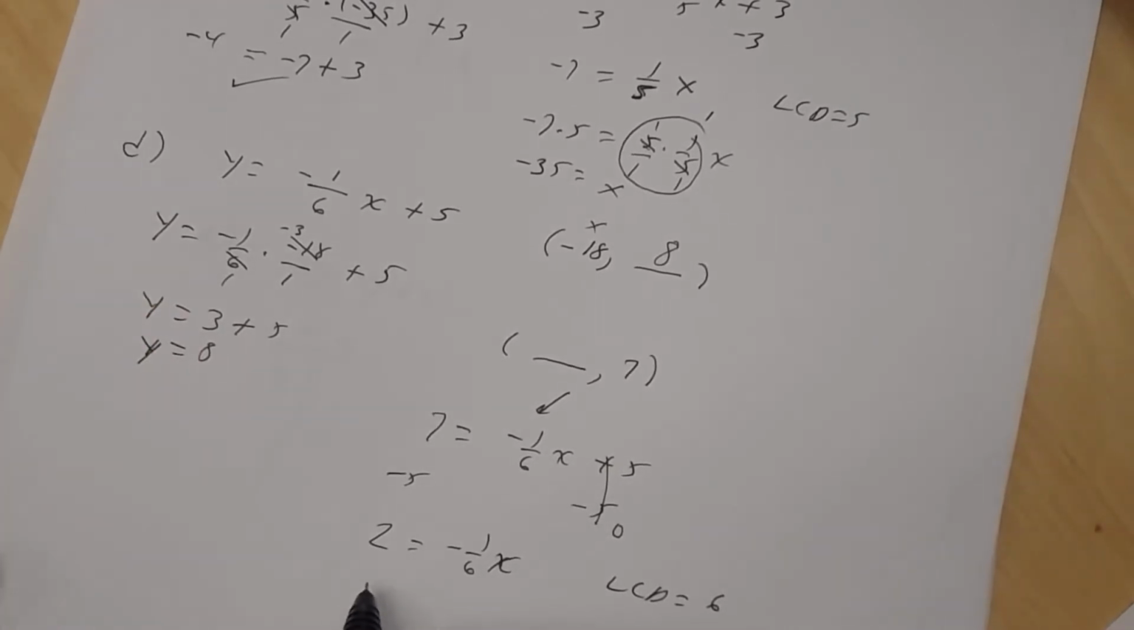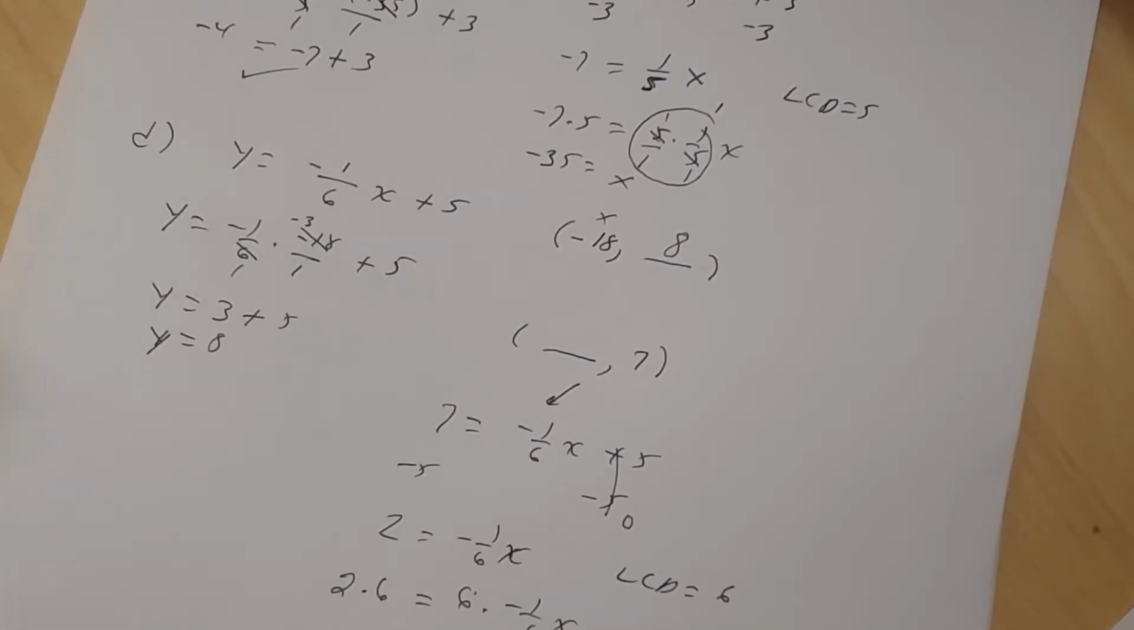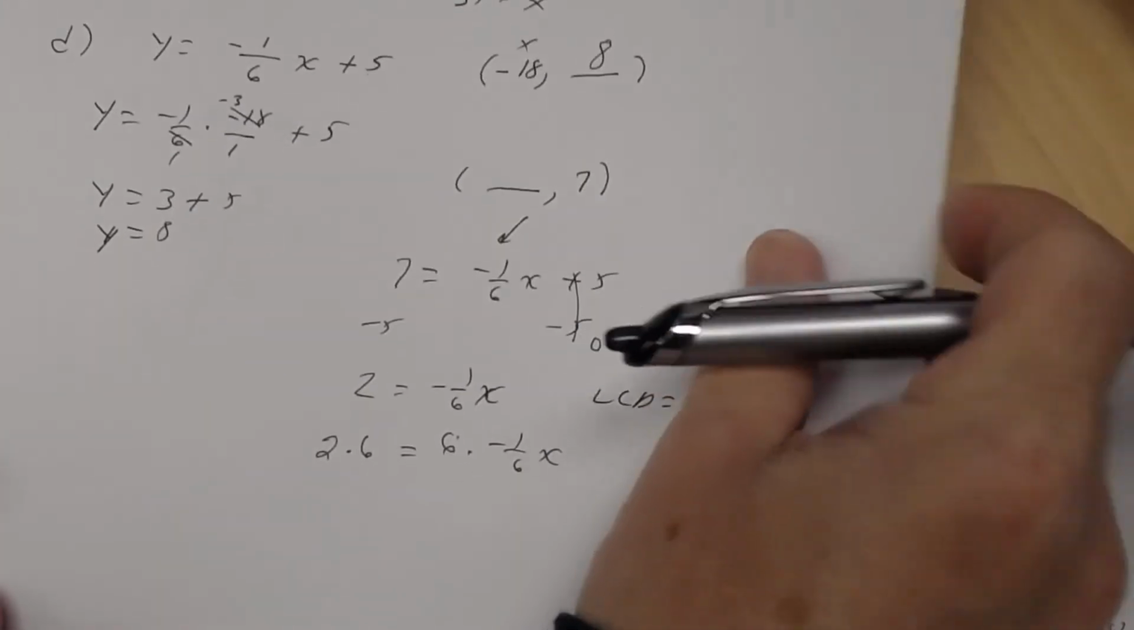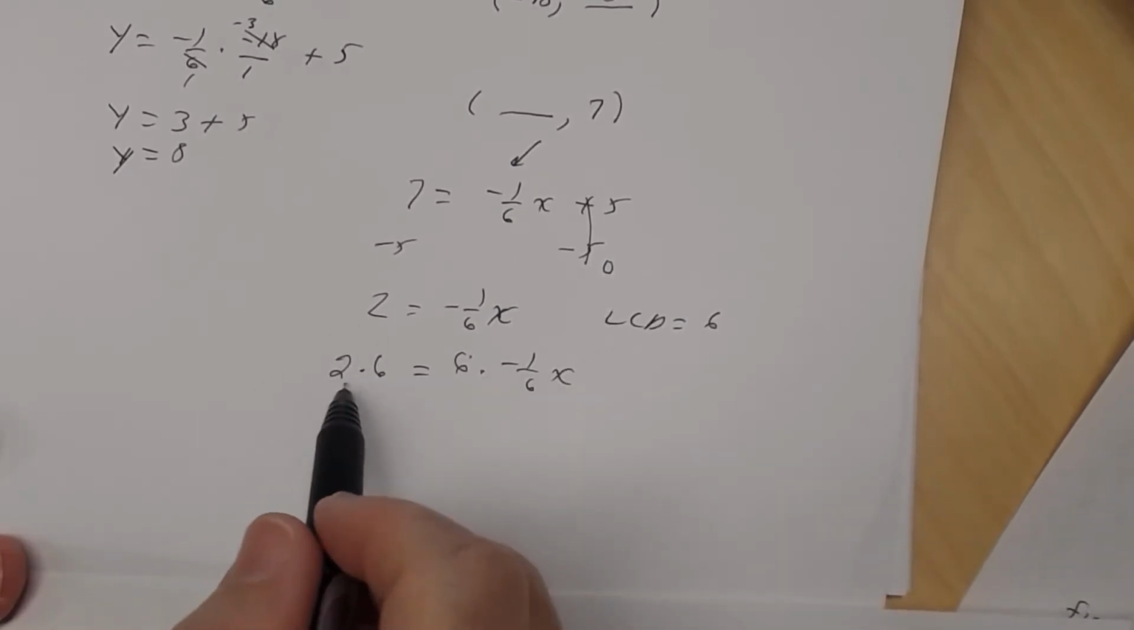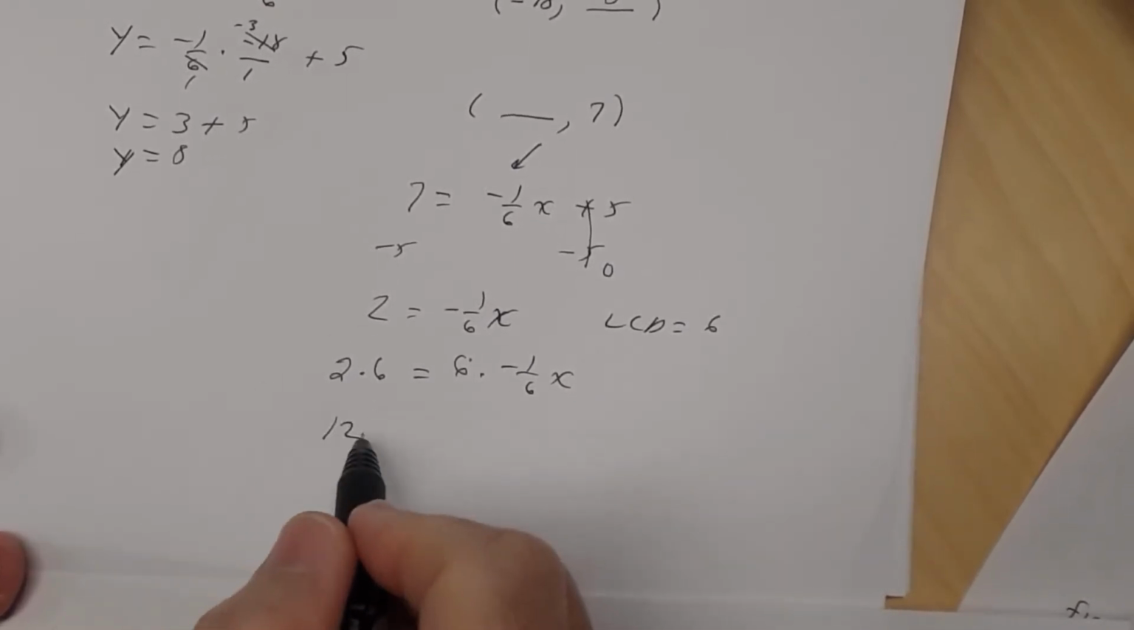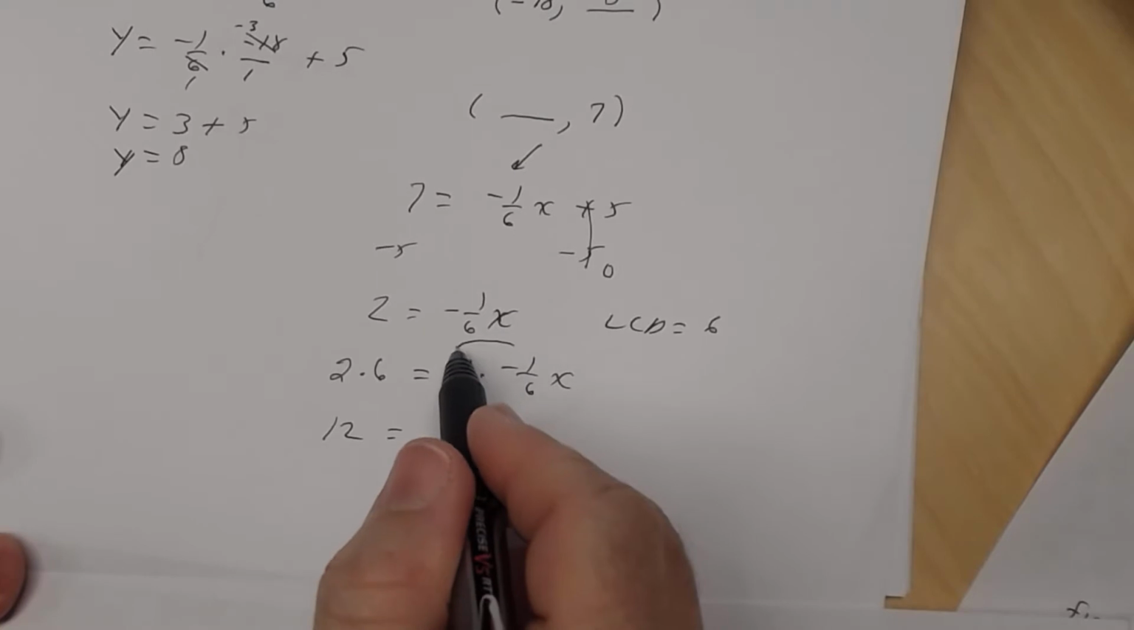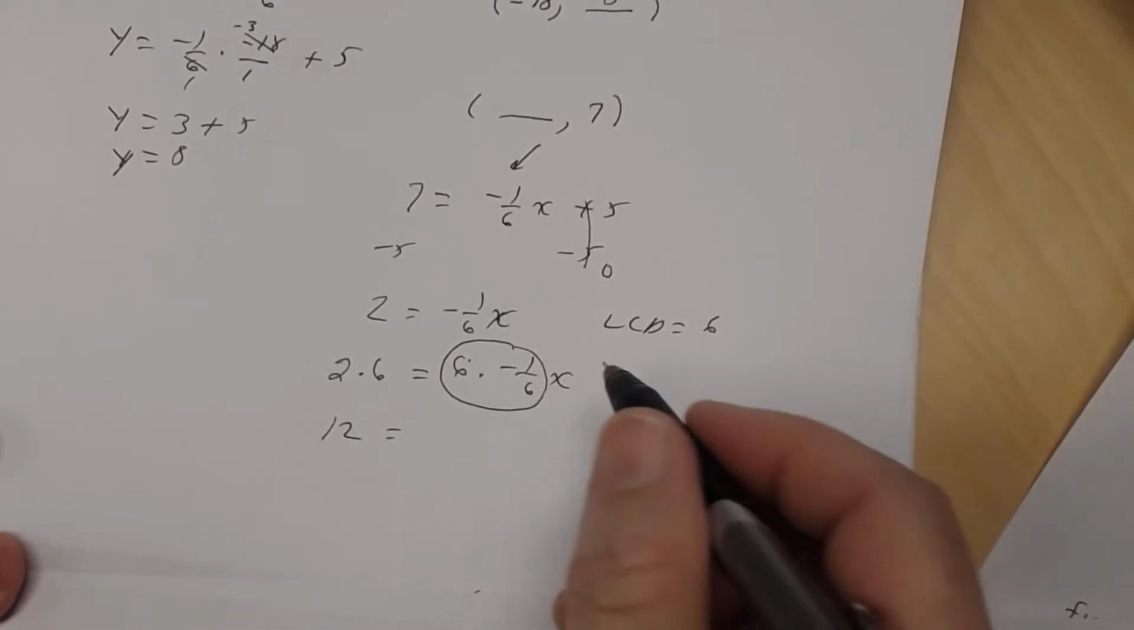And so when I multiply both sides by 6, I get 2 times 6 equals negative 1/6 x times 6. That's what I get. So I multiply this side by 6 and this side by 6. Okay? Now, the left side is easy to figure out. The left side here is just 12. 2 times 6 is 12. All right, now be careful with this. So let's see what this is right here. This is what I have.